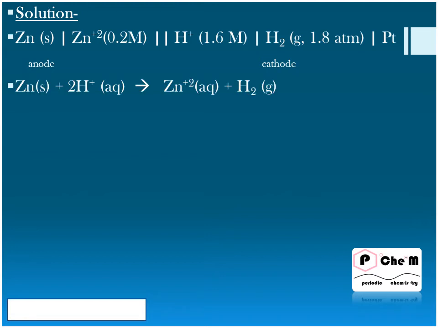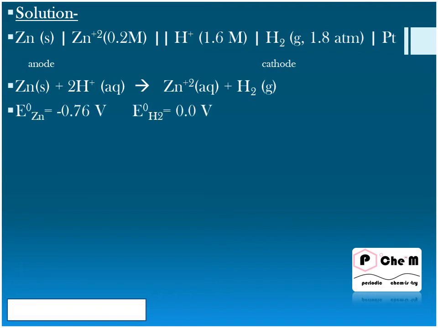The standard reduction potential of zinc is minus 0.76 volts, and for H2 it is 0.0 volts. These values will be provided in the exam, but I have taken these values from the electrochemical series. You can easily find the electrochemical series in your textbook, or you can use any search engine to study about it. I've also made a video about electrochemical series. You can watch that.